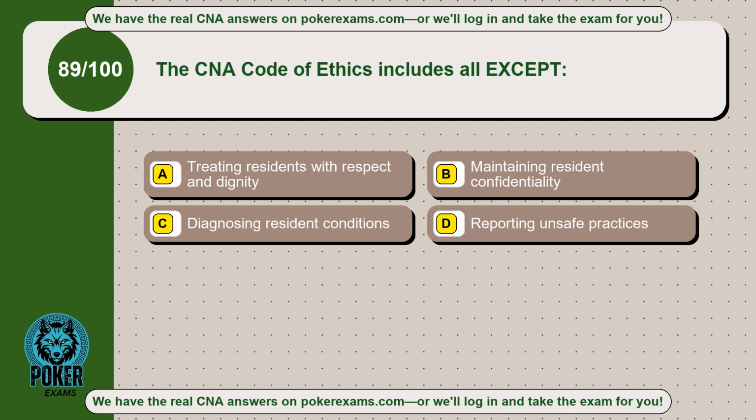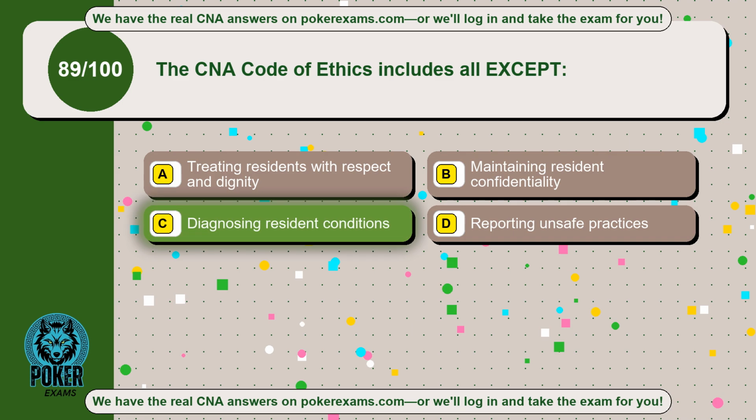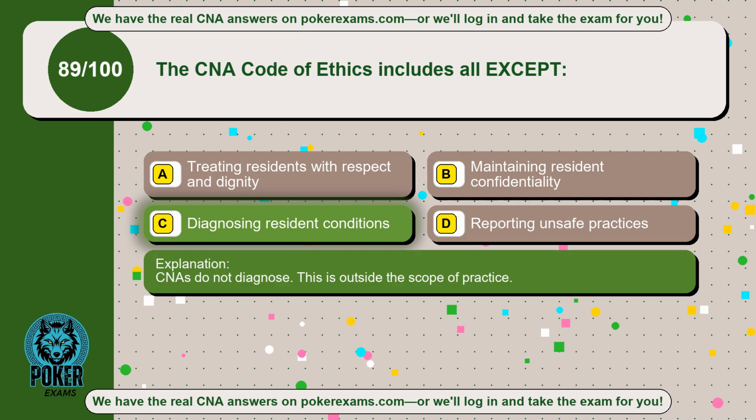Question 89. The CNA Code of Ethics includes all except. Option A. Treating residents with respect and dignity. Option B. Maintaining resident confidentiality. Option C. Diagnosing resident conditions. Option D. Reporting unsafe practices. The correct answer is option C. Diagnosing resident conditions. CNAs do not diagnose. This is outside the scope of practice.